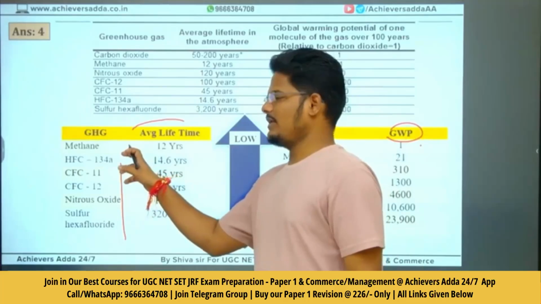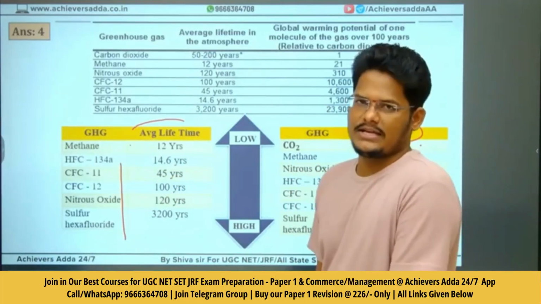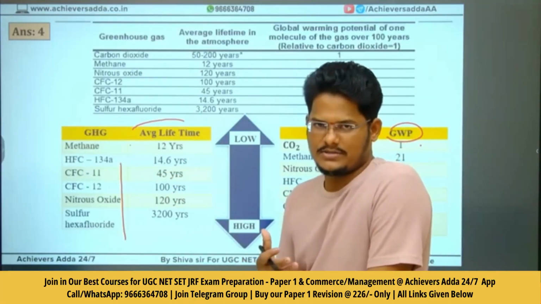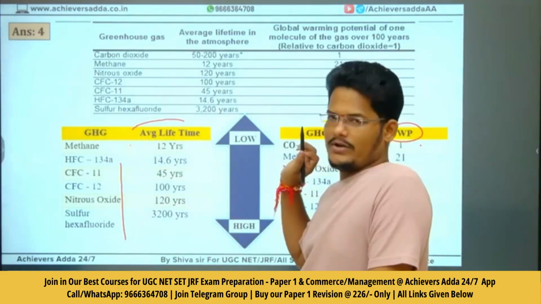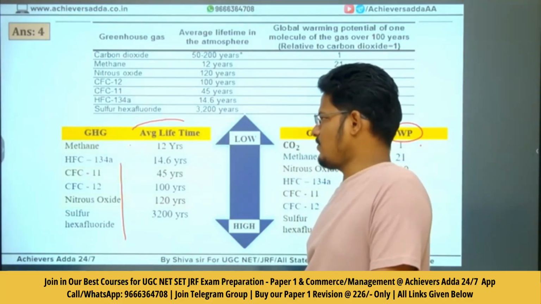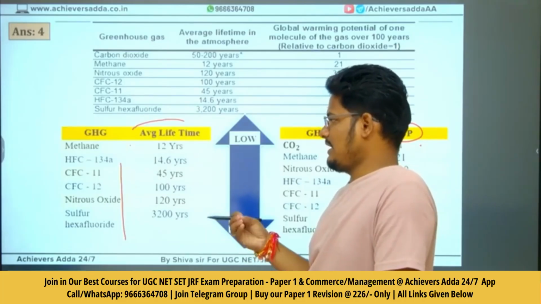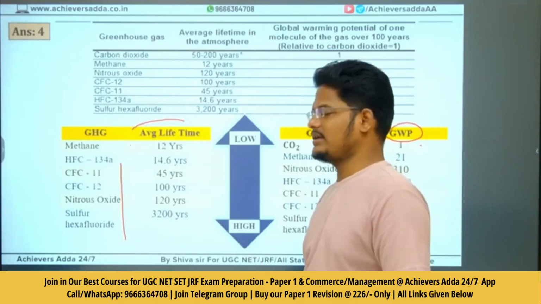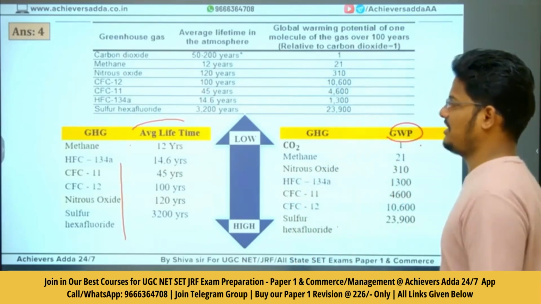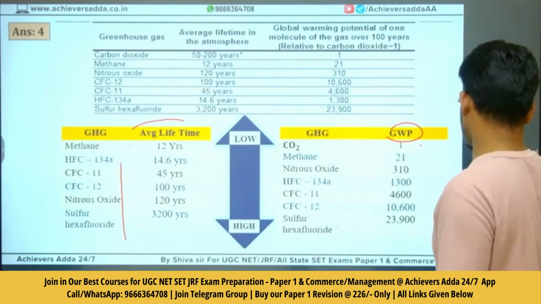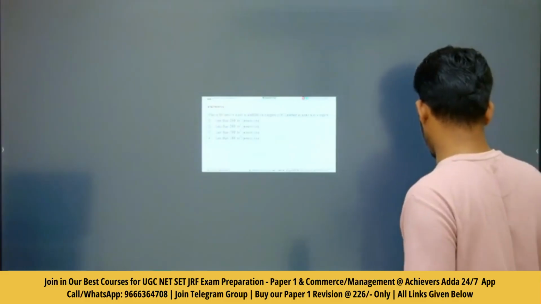And here, when we consider the lifetime, each and every greenhouse gas will be present in the atmosphere for how much time? Methane 12 years, HFC 14.6, CFC11 45, CFC12 100 years, nitrous oxide 120 years, sulfur hexafluoride 3200 years it can be present once it is born. Very high. If humans were having that much high, we would have been out.